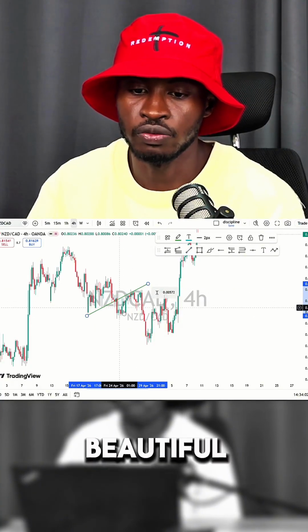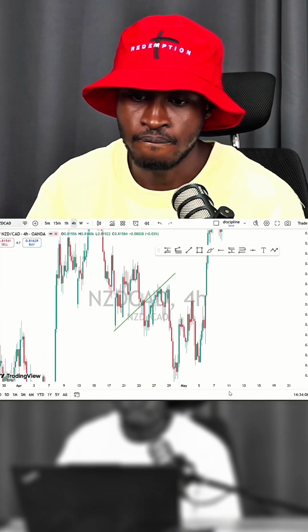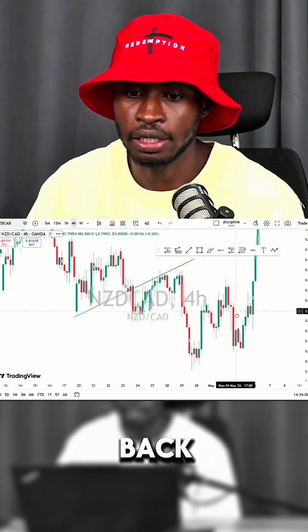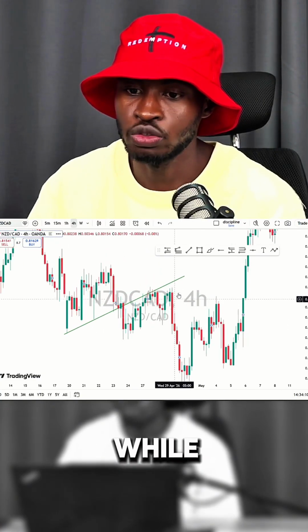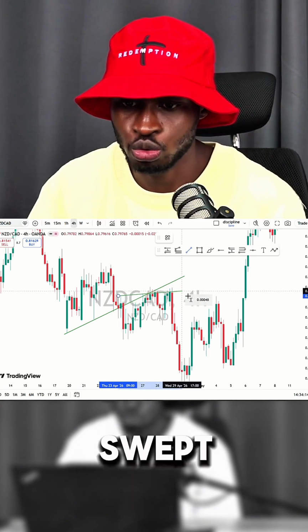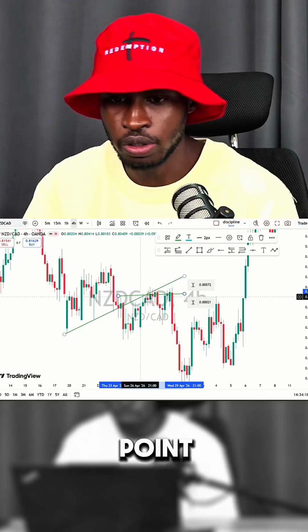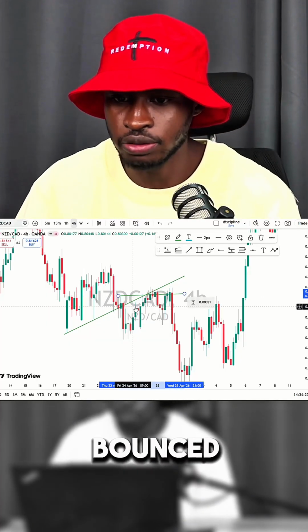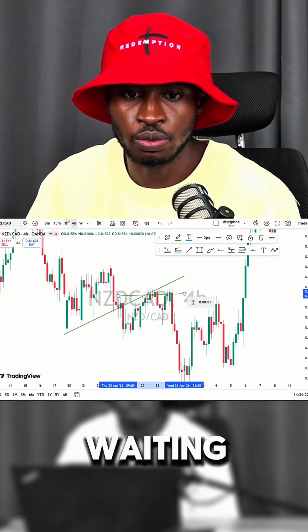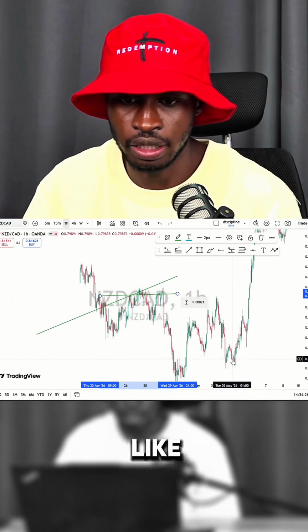So when we got the beautiful counter trend line, I was only waiting to see the market come back and test the counter trend line while sweeping liquidity, establishing a strong confluence. So I saw that it swept this particular liquidity, and I was very happy about it. At the point when it swept the liquidity and bounced on the counter trend line, all that I was waiting for was my entry model. And the entry model looks like this.